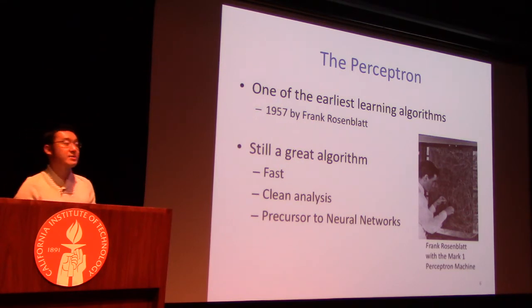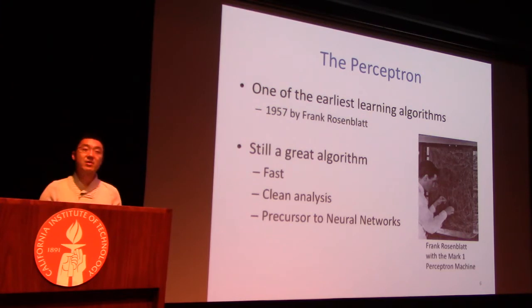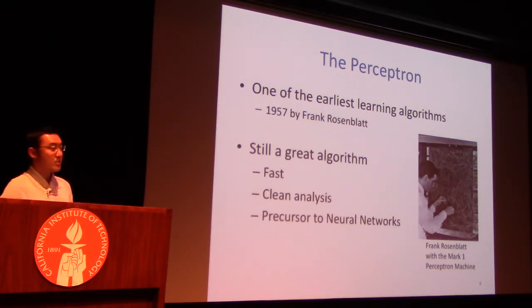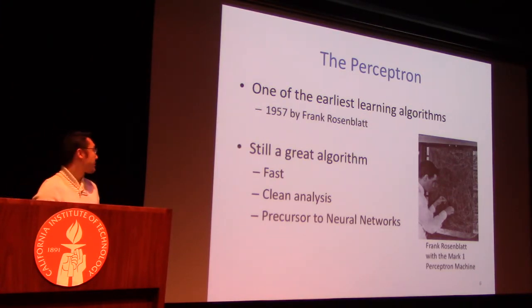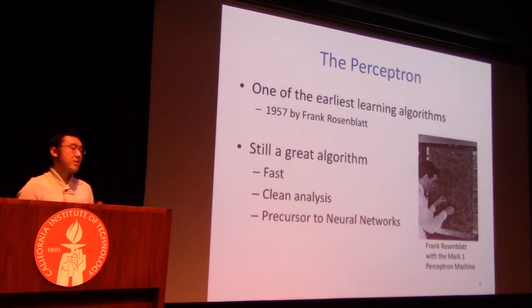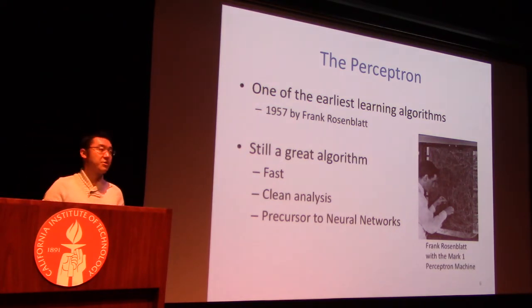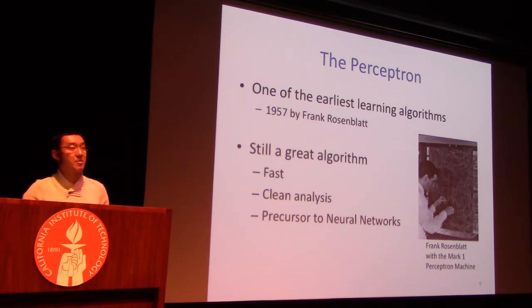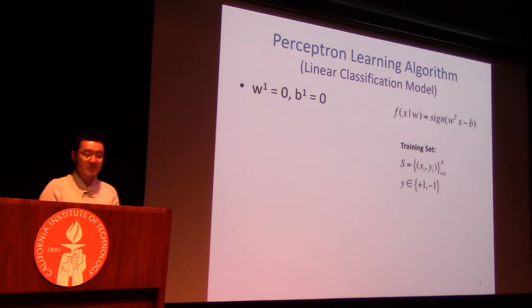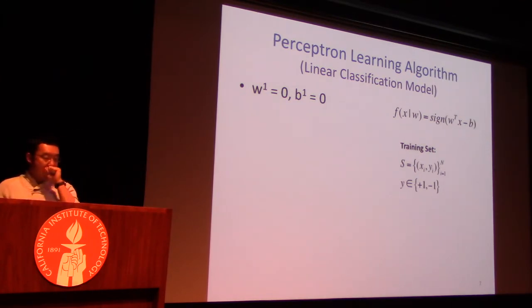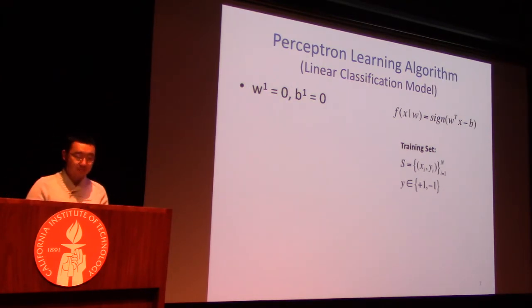And the reason why is because it's fast. It's really fast to implement, fast to run. It has a clean mathematical analysis of its behavior. And so, oftentimes when you want to reason about the behavior of some sort of learning problem, you can reason about it through the context of running a perceptron algorithm on that learning problem. And it's also the precursor to neural nets, which have become so popular these days. Okay, so here's the perceptron learning algorithm for the linear binary classification model.